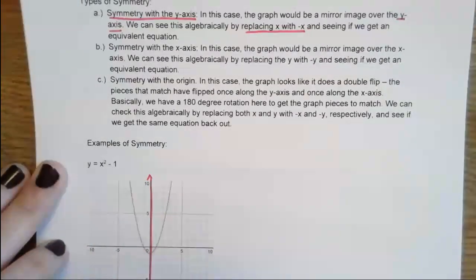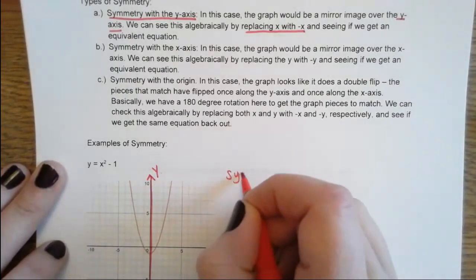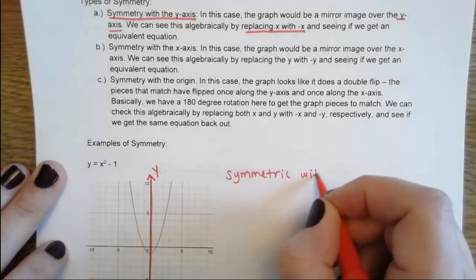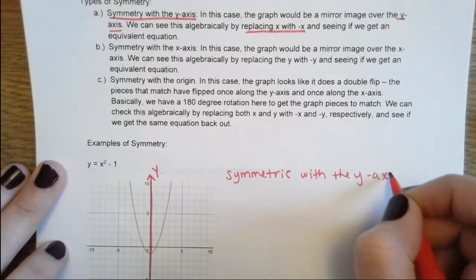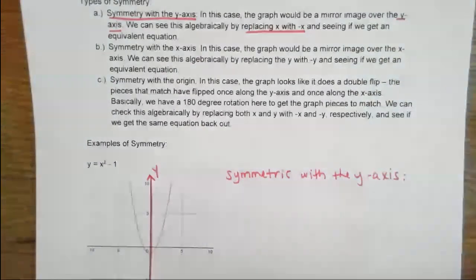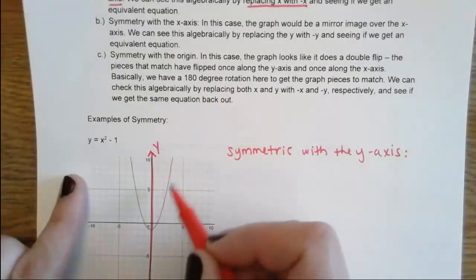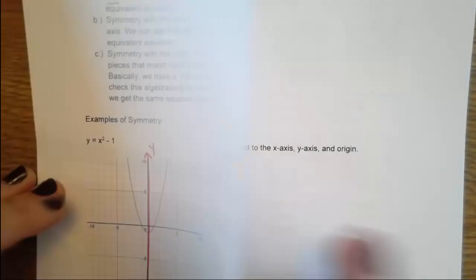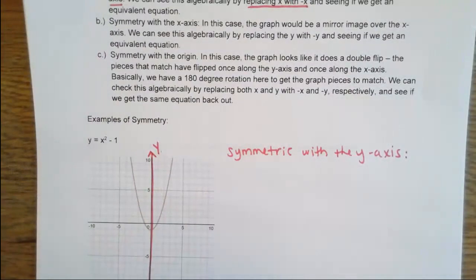Right, here is my y-axis, and this one is symmetric with the y-axis. Sometimes we'll say symmetric with respect to the y-axis, and that means the same thing. But what you want to notice visually is that this is a mirror image over the y-axis. So if I were to fold my paper in half right along that y-axis, those two sides would touch. We can also see this algebraically.